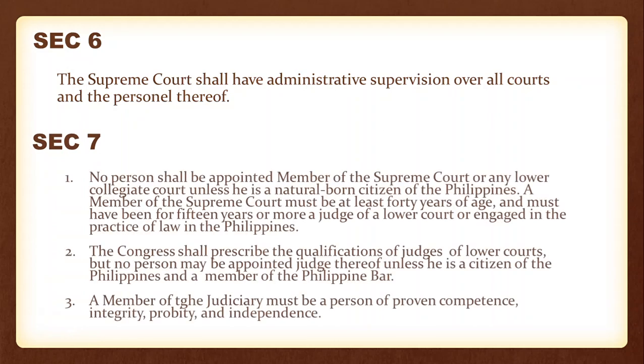So, Section 7, number 1, no persons shall be appointed member of the Supreme Court or any lower collegiate court unless he is a natural-born citizen of the Philippines. A member of the Supreme Court must be at least 40 years of age and must have been for 14 years or more a judge of a lower court or engaged in the practice of law in the Philippines.